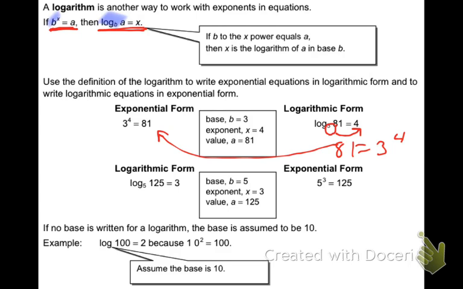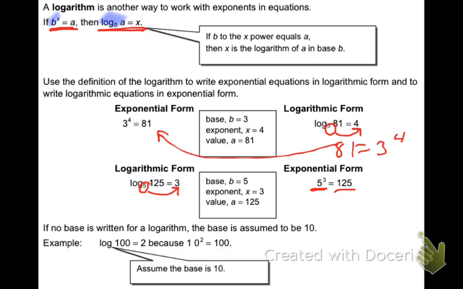Same thing here. Here's my logarithm, base of 5. Well, if I sweep it over to the other side, now I get 5 to the 3rd power equals 125. So that is what is logarithmic form.